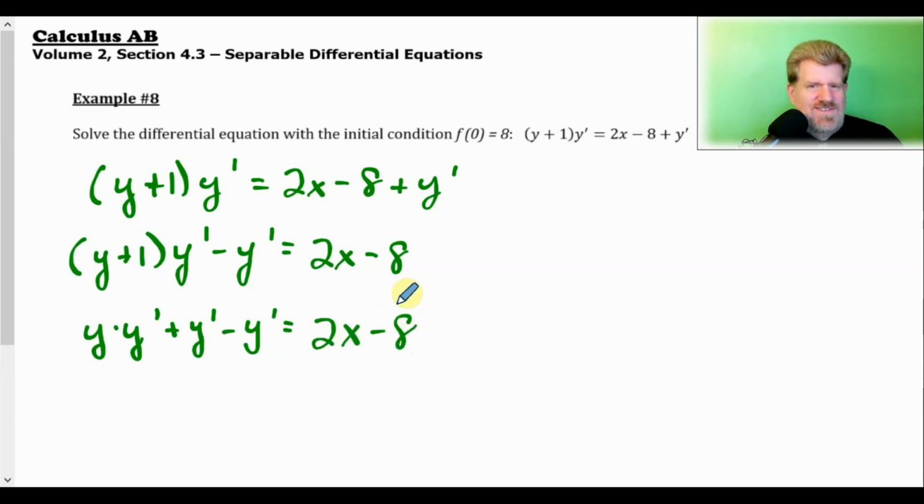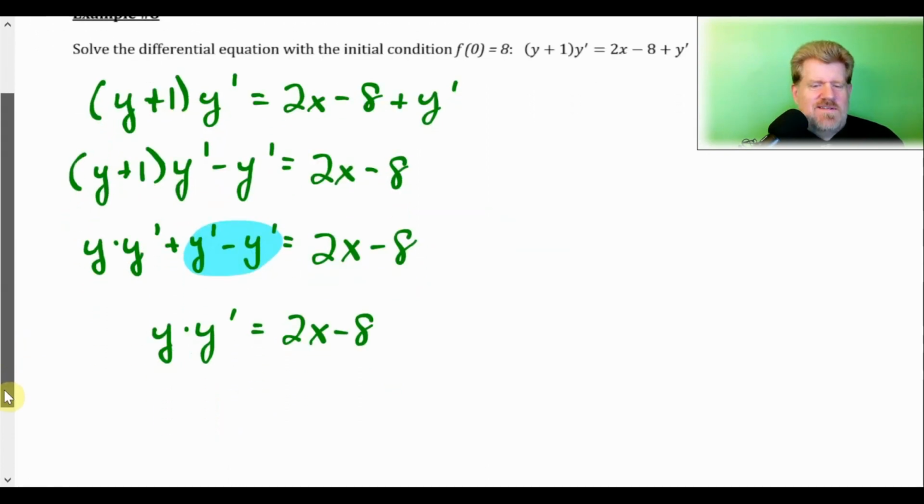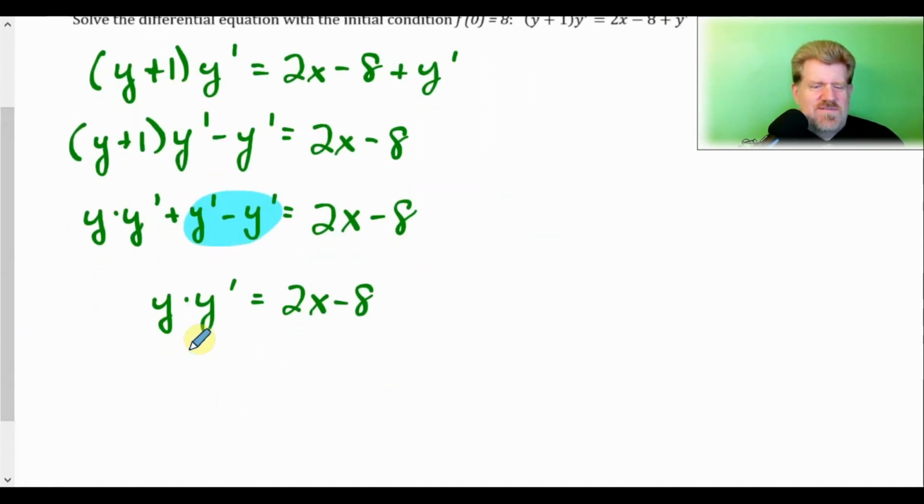Oh, see how sneaky that was? What does this become? This just becomes y times y prime, because these subtract away to be nothing. These become 0. Now I have that. Isn't that nice? That worked out nice for us. All right, now I'm going to change it to dy dx.